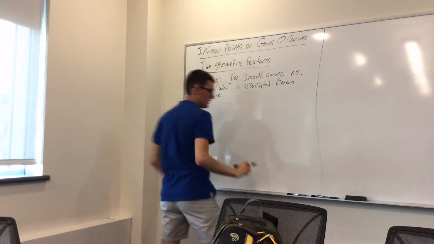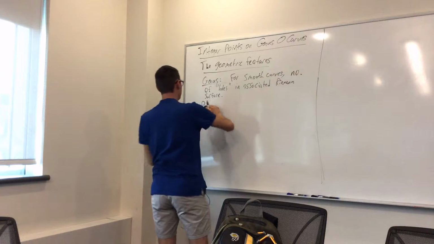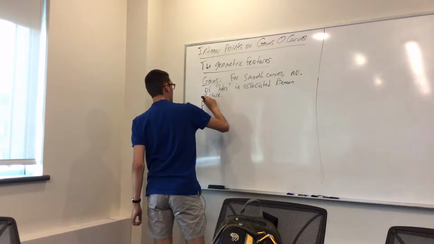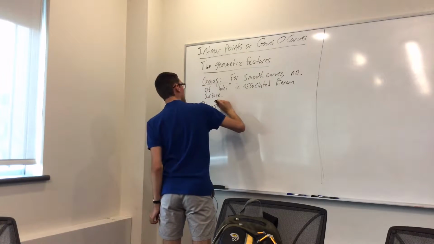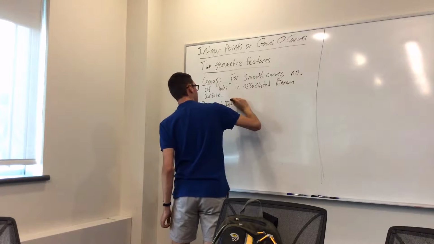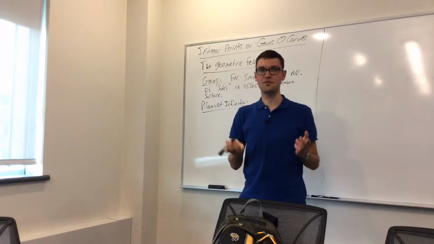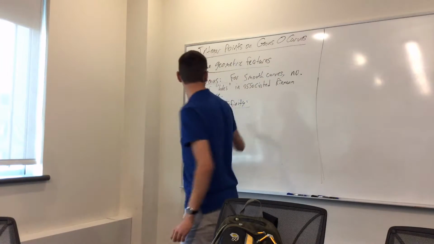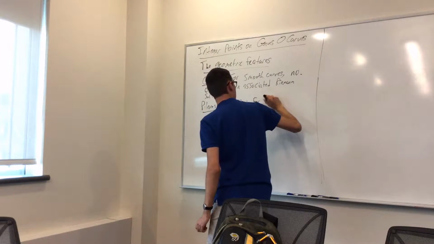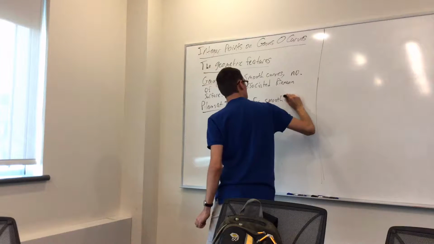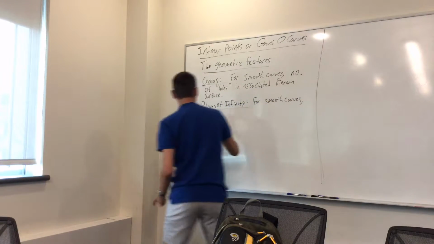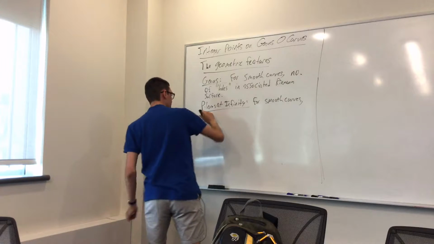So the other feature is what we call places at infinity. Again, I'll tell you what they are for smooth curves before we do anything else. For smooth curves, this is just the notion of points at infinity.